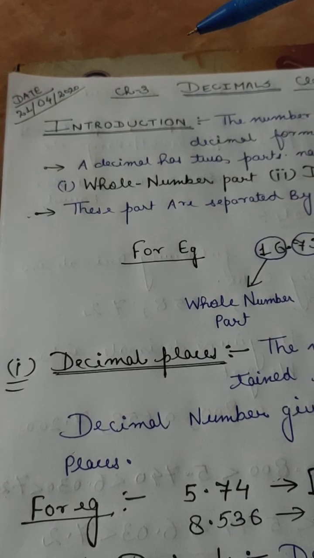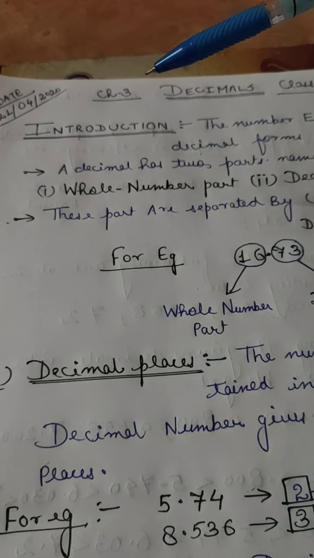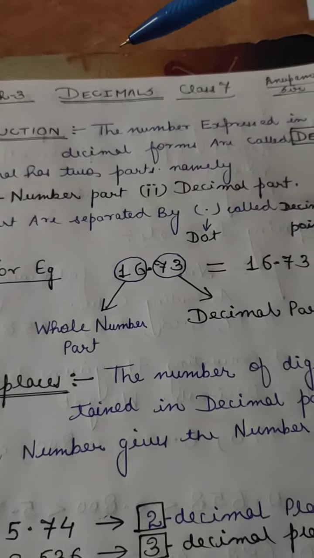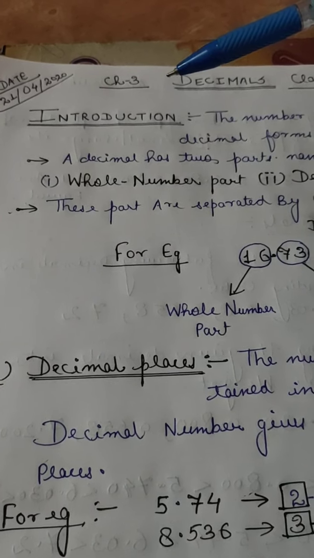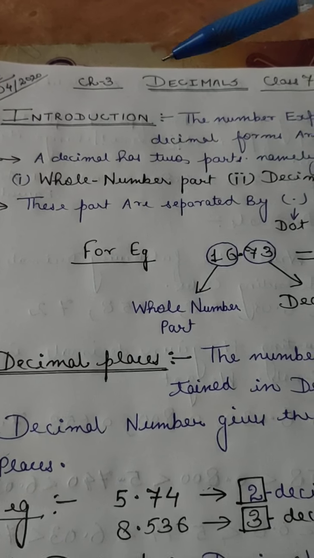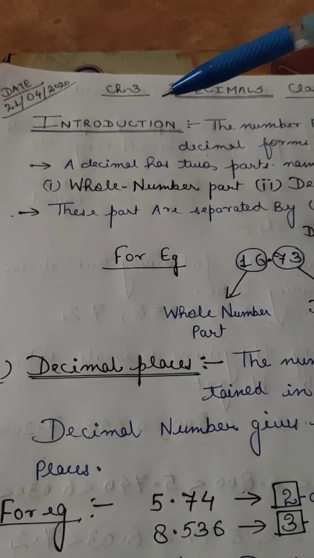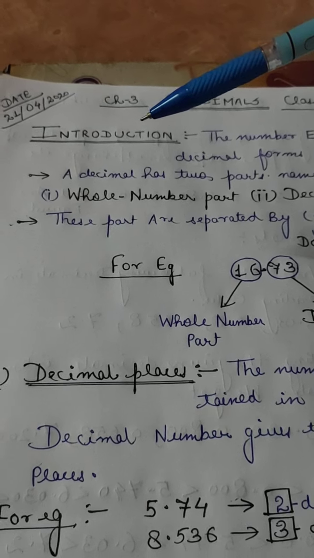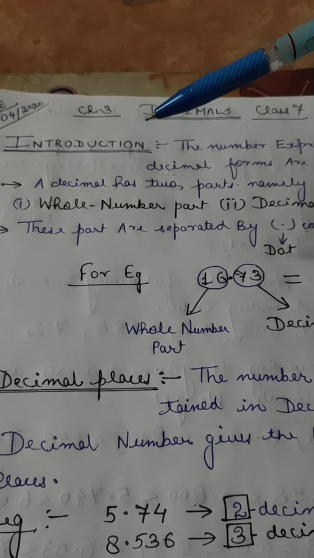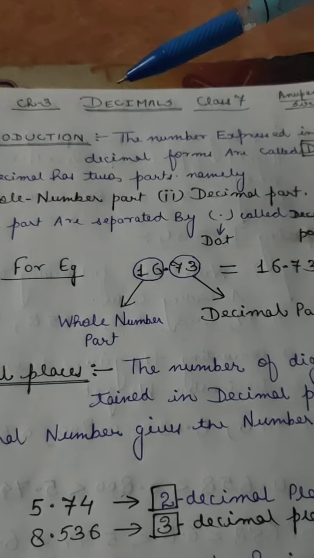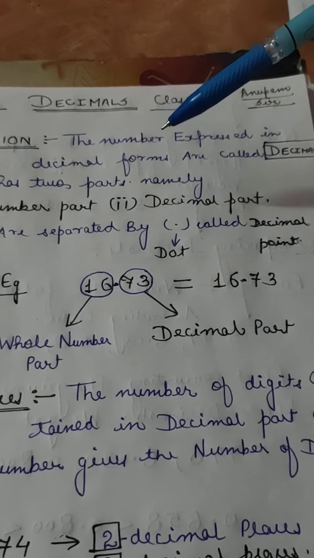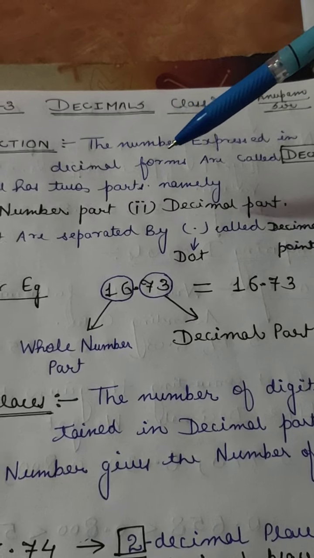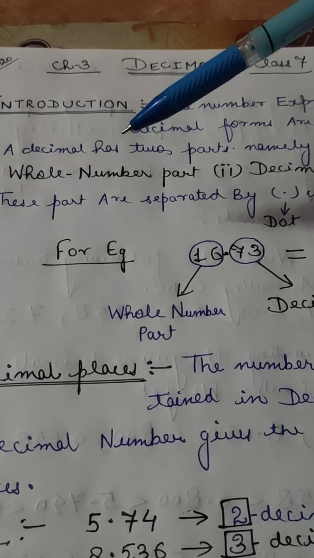Good morning, students. Today we are going to start with our new topic, that is decimal. Hope you have understood chapter 1 and 2, that is integers and fraction. So moving on forward, first I will give you the introduction part, and after that we will move on to further topics. So coming on to the definition, the number expressed in the decimal forms are called decimal numbers.